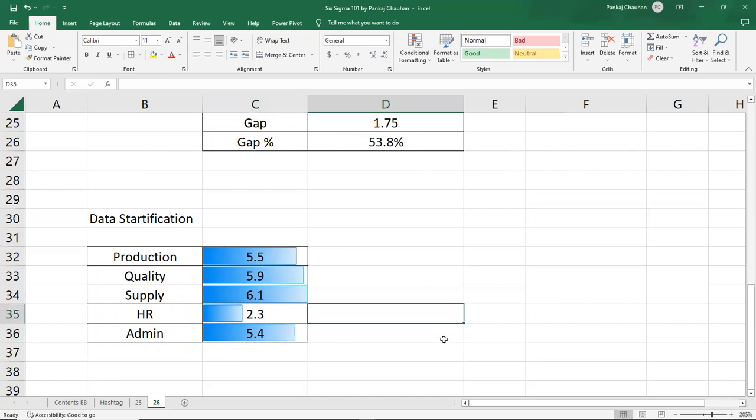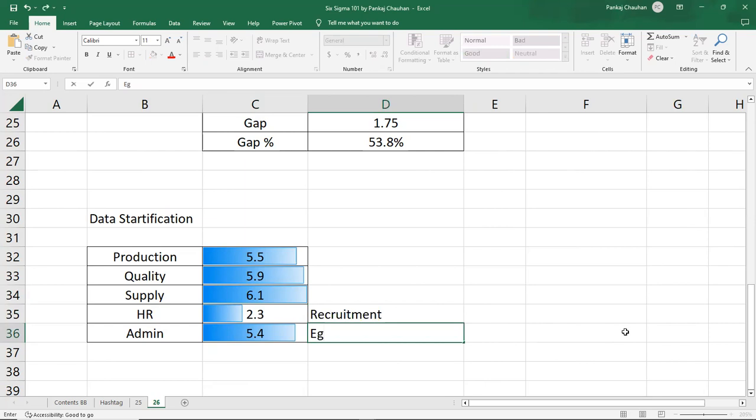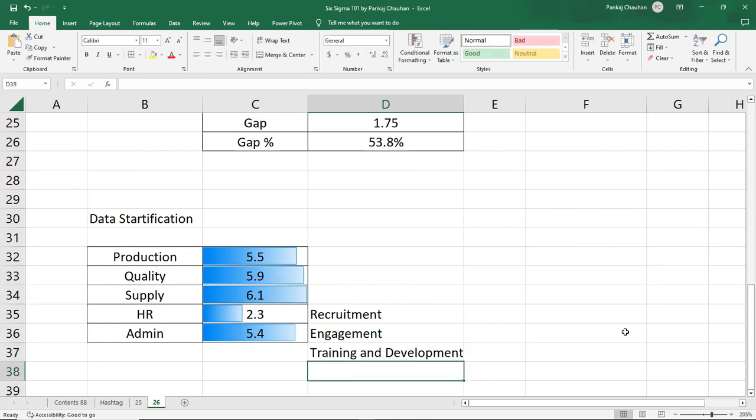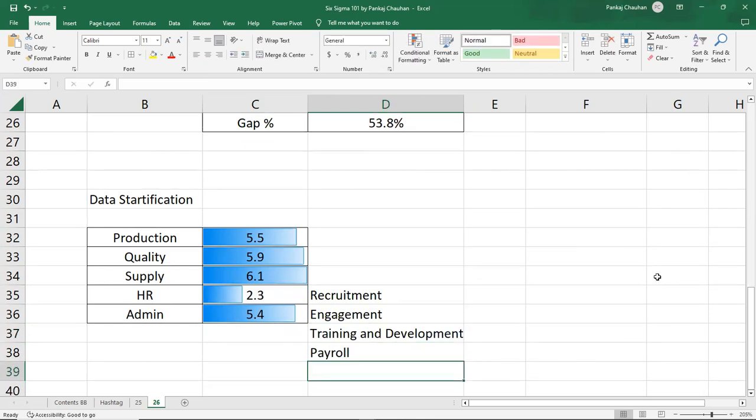Even when you go into HR, you have multiple functions or sub functions in HR. Let's say they are doing recruitment. They are doing engagement activity. They are into training and development. They are processing the payroll, and a couple of other things they do.